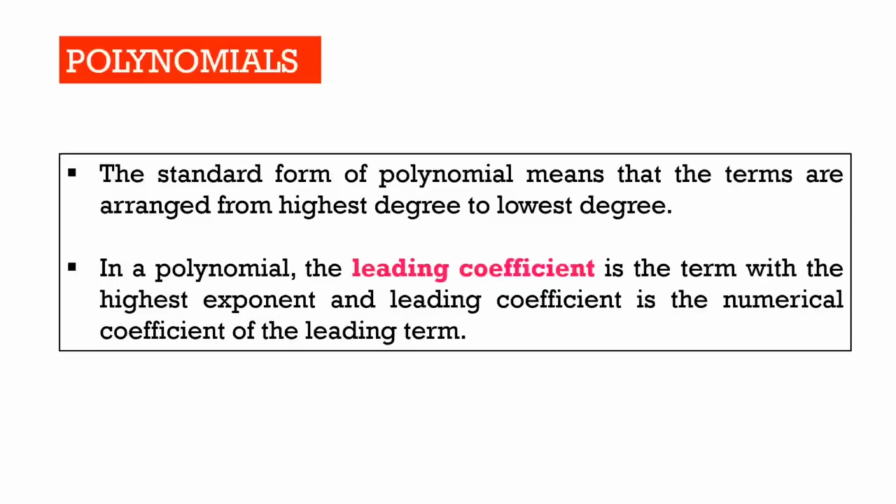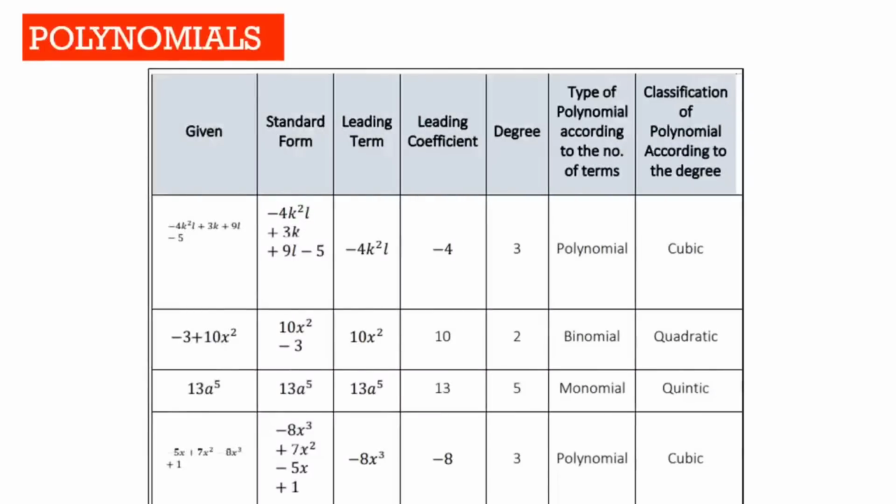Now, take note that the standard form of polynomial means that the terms are arranged from highest degree to lowest degree. In a polynomial, the leading term is the term with the highest exponent, and leading coefficient is the numerical coefficient of the leading term. Let's look at the table for the examples on how to write polynomials in standard form, as well as identifying its leading term, leading coefficient, degree, type of polynomial according to number of terms, and its classifications according to the degree.